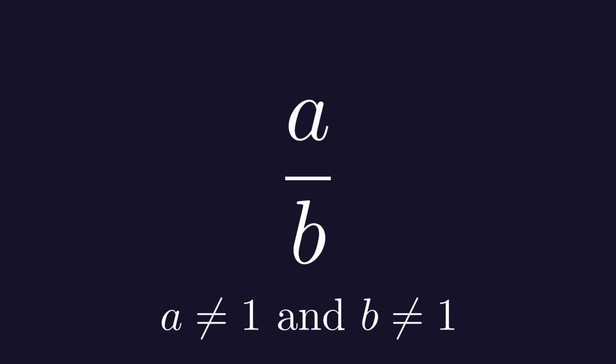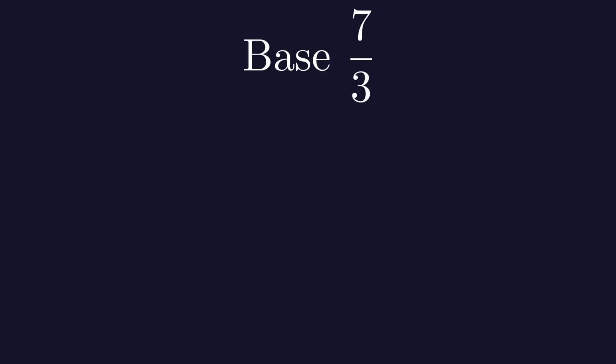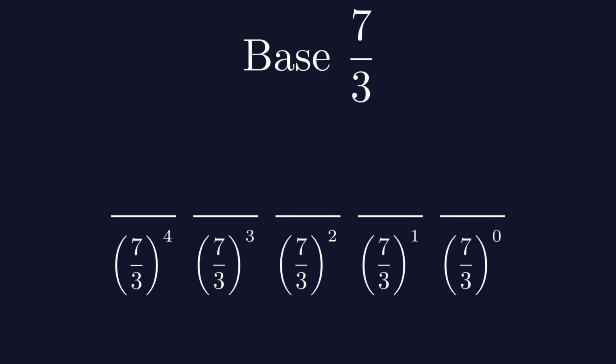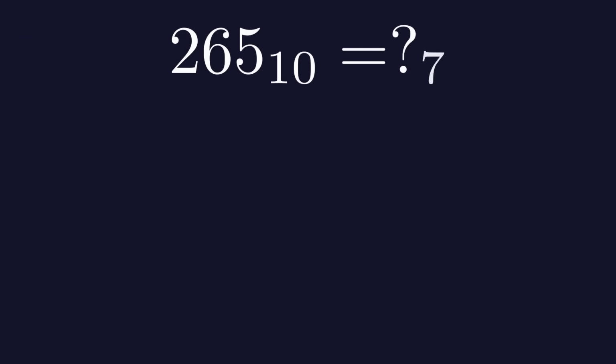Now let's look at the fractions of form a over b, where a and b are not equal to 1. First let's see the example where a is bigger than b. For instance, base 7/3. In this base, as in all other bases, digits represent different powers of 7/3. But what digits should we use? Because we have 7 in the denominator, let's first take a closer look at base 7. To convert numbers to base 7, we can just multiply each digit by the corresponding power and add them all up, not forgetting that we have to perform all calculations in base 7.